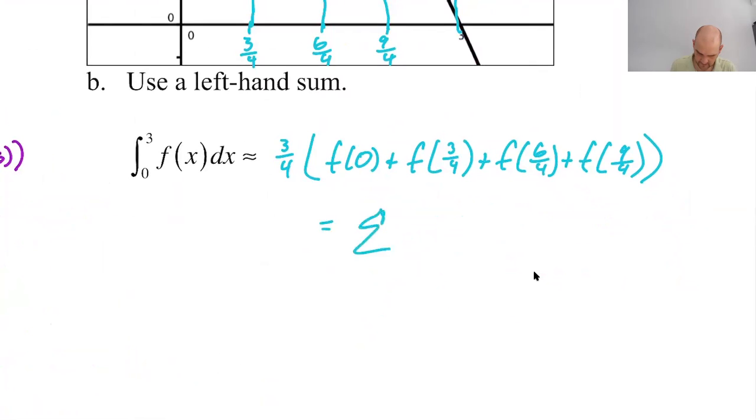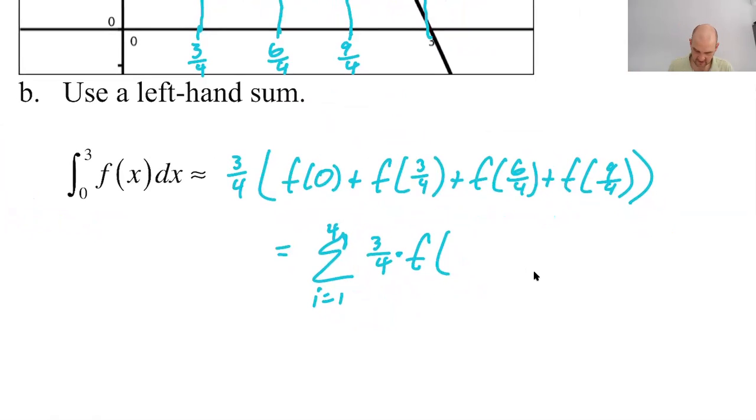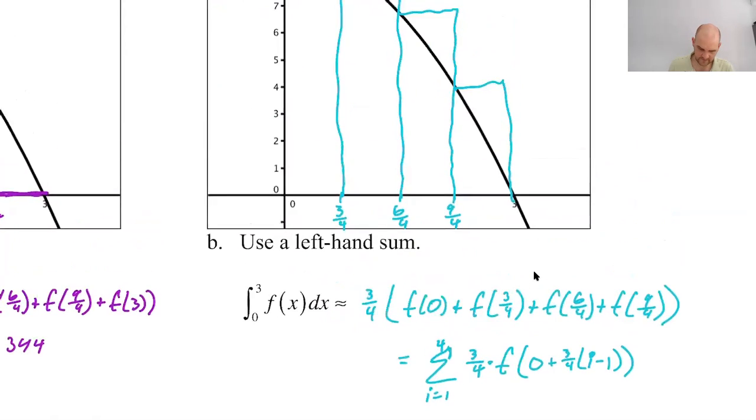I'm going to say it's still 1 to 4 because you have 4 rectangles. Each of them has a base of 3/4. Now the height, what am I doing? So i starts at 1, the first rectangle, but you don't want to add in the base, right? Because you want to do f of 0. So what I'm actually going to do is say that it is 0 plus 3/4 times i minus 1. So why am I doing that?